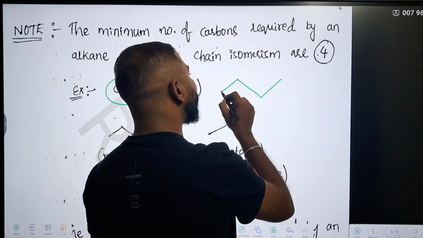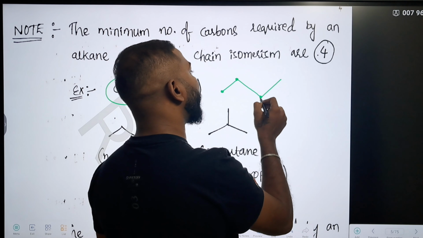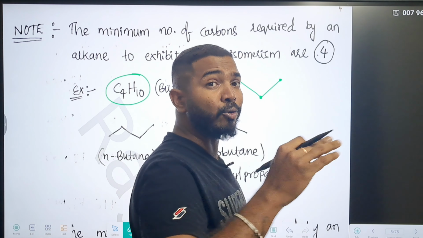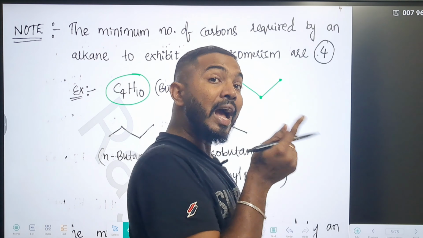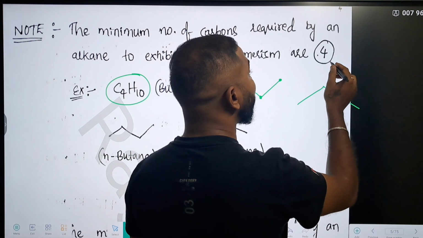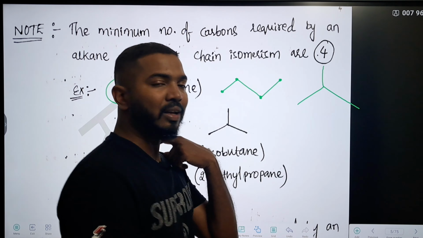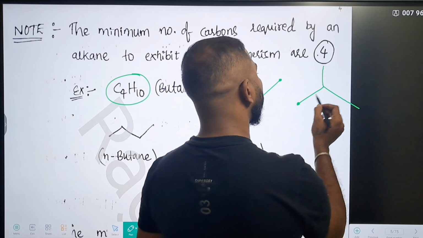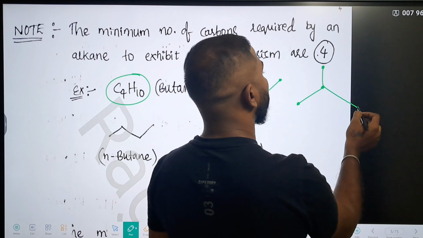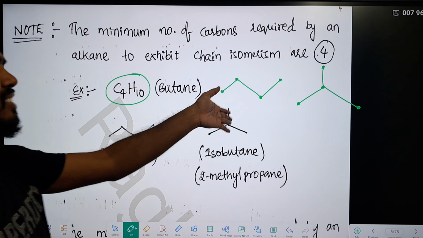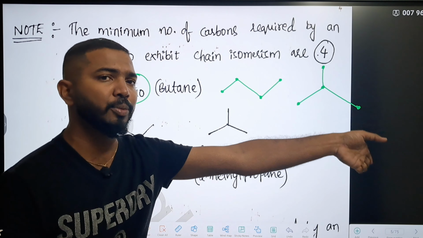Now since we have 4 carbons in a parent chain, for the next corresponding chain isomer we should not get 4 carbons in the parent chain. In such a case we need to take 3 carbons into the parent chain with one of the carbons as a substituent, that is a methyl substituent. Hope you understood, right? Now we have one substituent, and that is what is called isobutane. We call this isobutane.